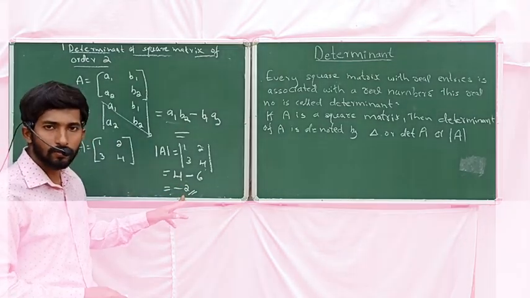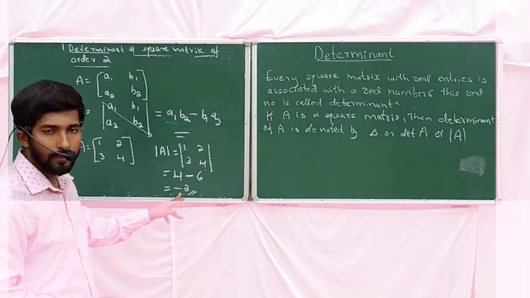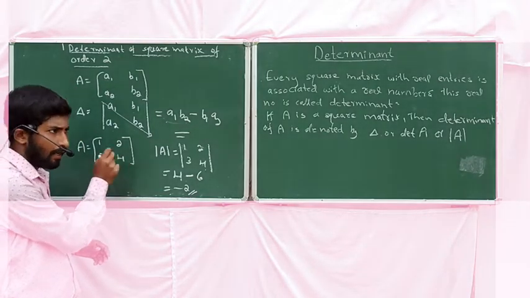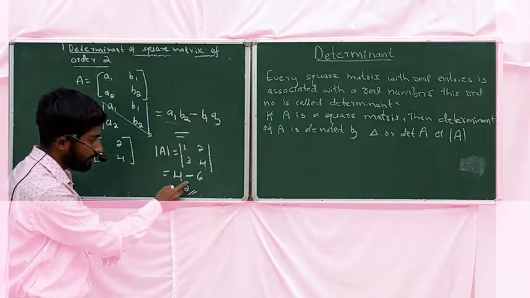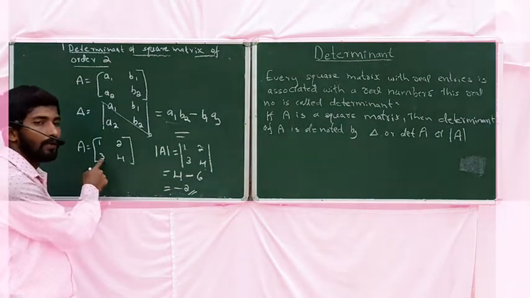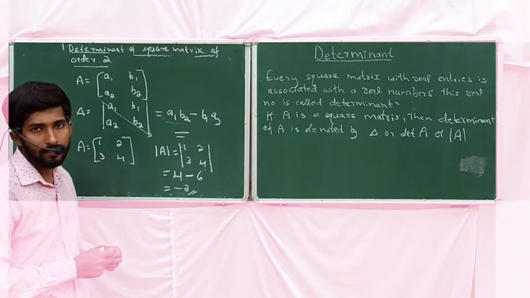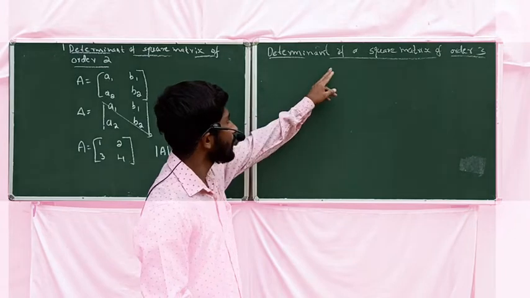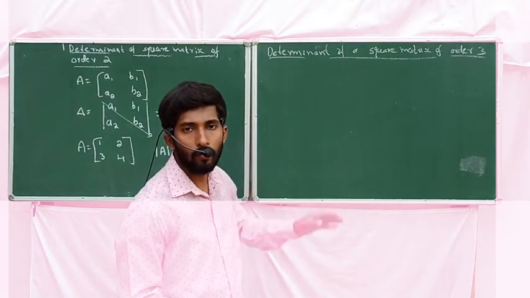You can clearly observe now, it's a real number. Minus 2 is a real number. See, this particular square matrix is associated with one real number, that is minus 2. This minus 2 is called the determinant of the given square matrix A. Next is how to calculate the determinant of a square matrix of order 3.